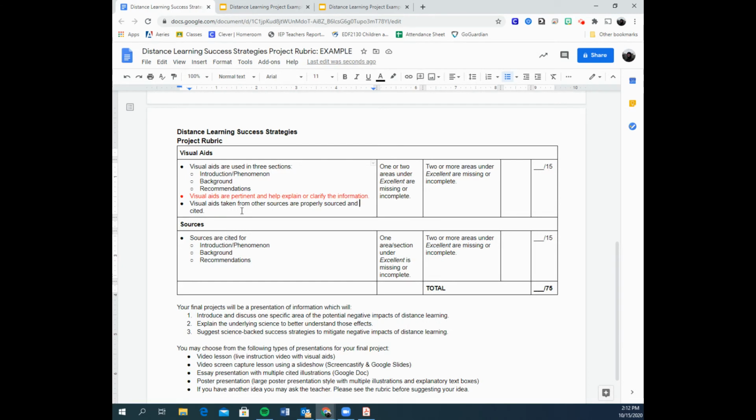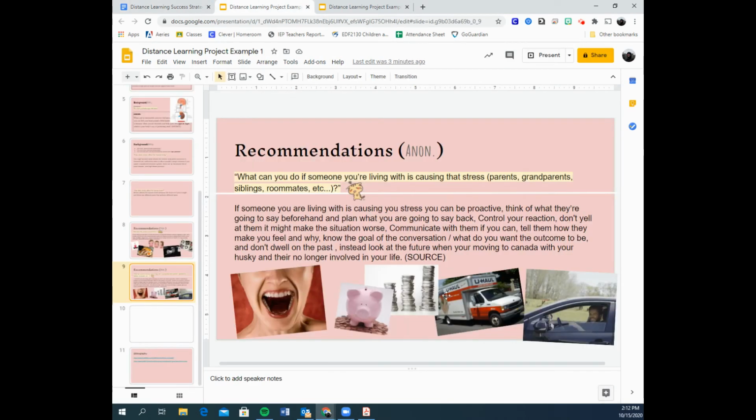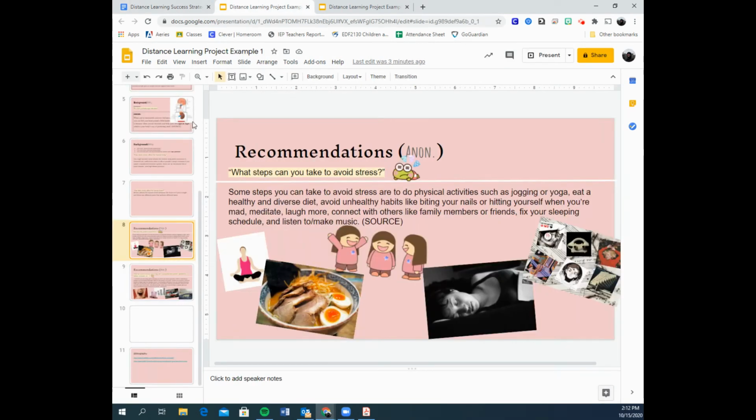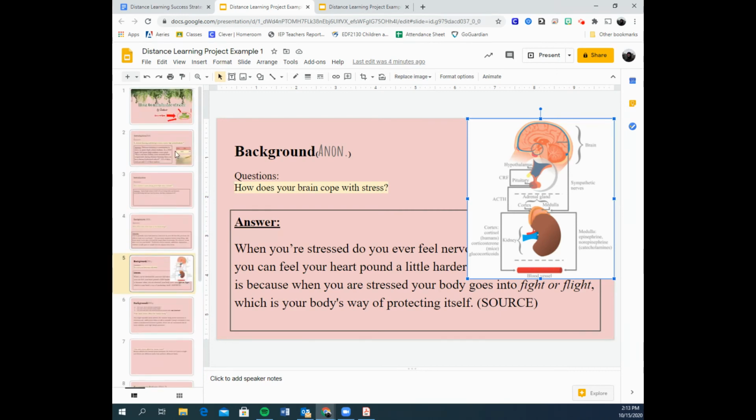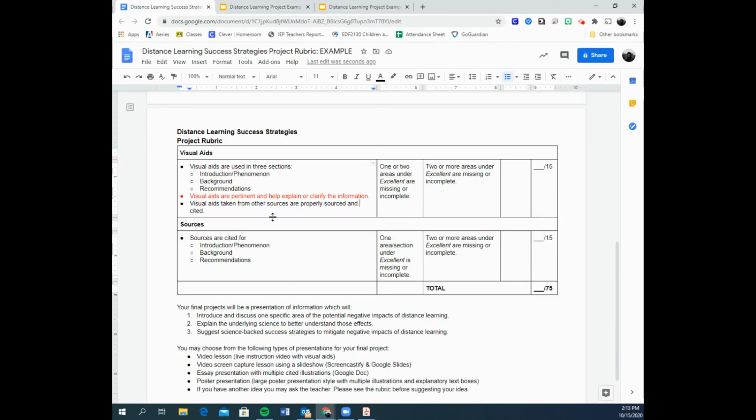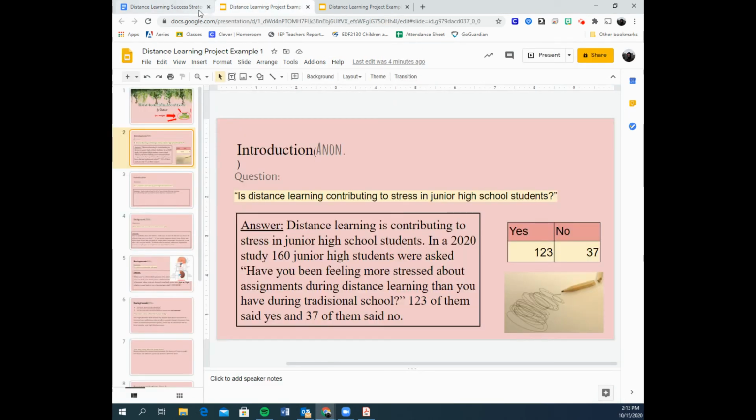Okay. Visual aids taken from other sources are properly sourced and cited. Oh, I can't tell where any of these pictures came from. And I'll bet some of them came from private websites. So they're probably copyrighted, and it's probably a violation of copyright law to have them on here. So I would take points off for that. Yeah, for sure. And then we're missing visual aids a little bit.